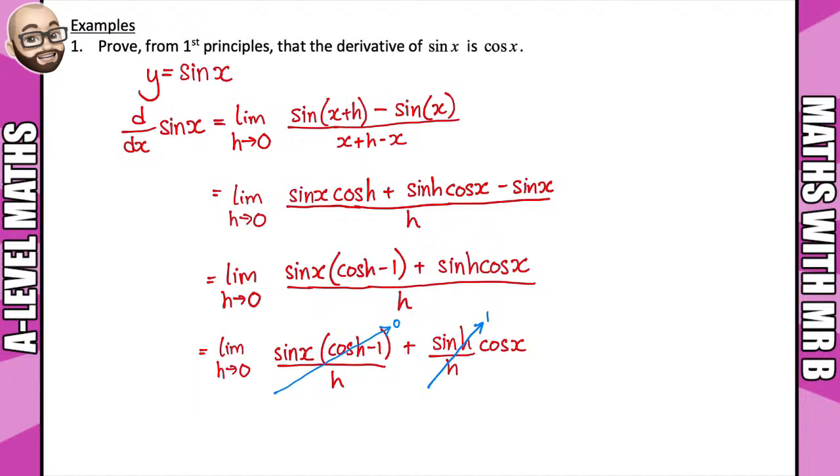And what we're now left with is 0 plus 1 lot of cos x. So therefore, let's put this part back in. If we differentiate sine x, we're going to end up with cos x. Now, we may need to prove by first principles differentiating cos to get sine, but I think that will be on a worksheet that we're going to be looking at soon.